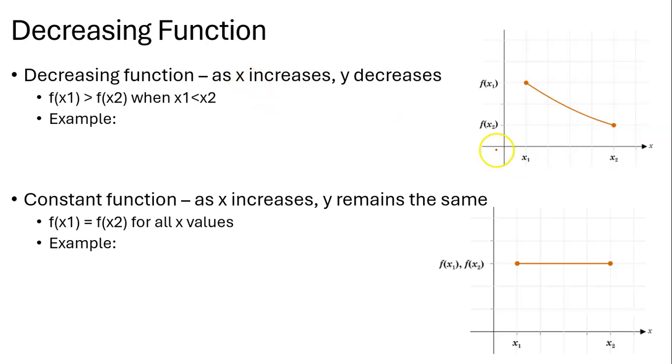Decreasing function: as x increases, y decreases. Another way to write it would be y1 is greater than y2 when x1 is less than x2. So example, x1 is less than x2, y1 is greater than y2. So this would be y2, y1. And lastly, a constant function: as x increases, y remains the same. And you can see that here.